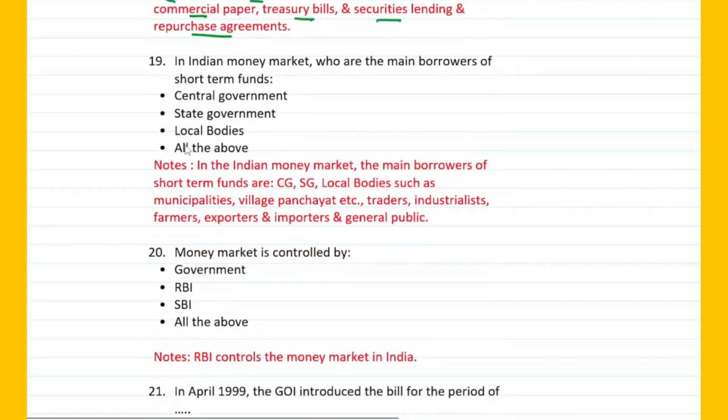Okay, now we come to the next question. In Indian money market, who are the main borrowers of short-term funds? Let's look at the notes. In the Indian money market, the main borrowers of short-term funds are central government, state government, local bodies such as municipalities, village panchayat, etc., traders, industrialists, farmers, exporters and importers, and general public. So if you look at the options, central government, state government, local bodies, all of the above, hence D should be my correct answer, right?